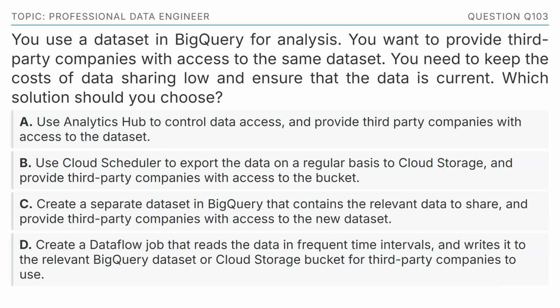You use a dataset in BigQuery for analysis. You want to provide third-party companies with access to the same dataset. You need to keep the costs of data sharing low and ensure that the data is current. Which solution should you choose? The options are: Option A, use Analytics Hub to control data access and provide third-party companies with access to the dataset. Option B, use Cloud Scheduler to export the data on a regular basis to Cloud Storage and provide third-party companies with access to the bucket.